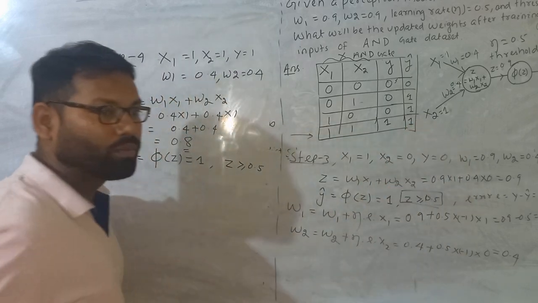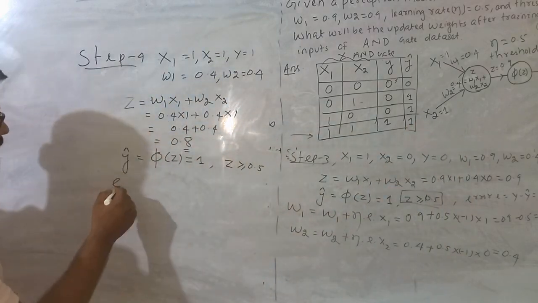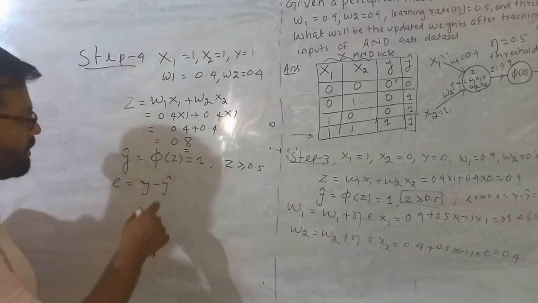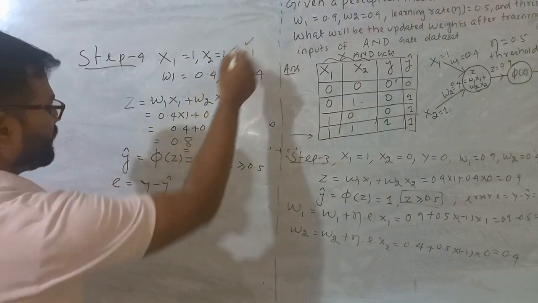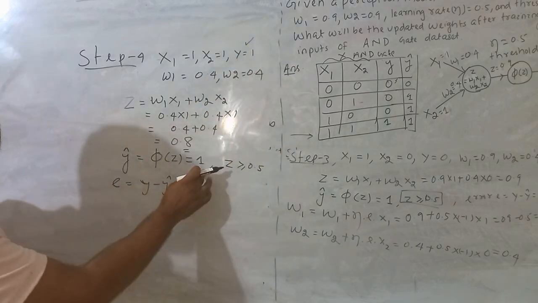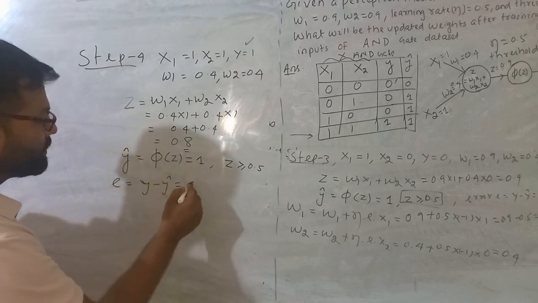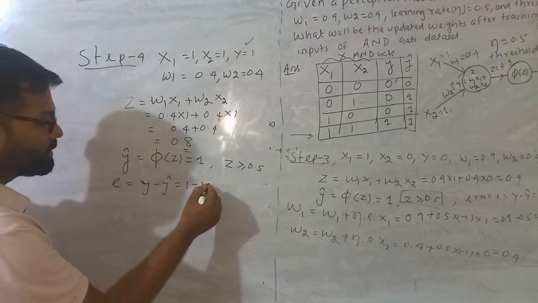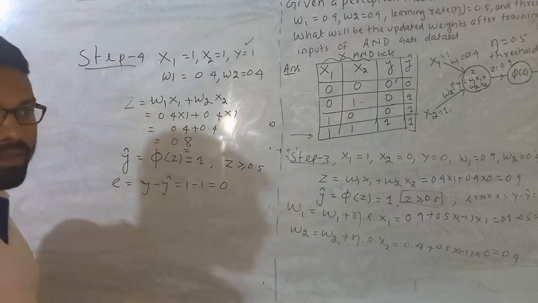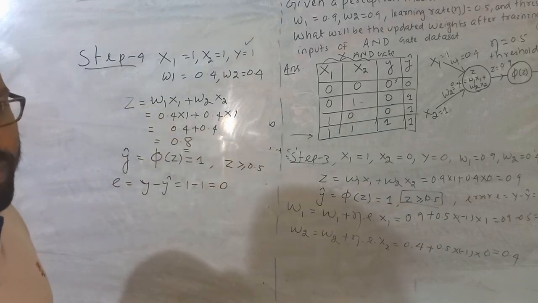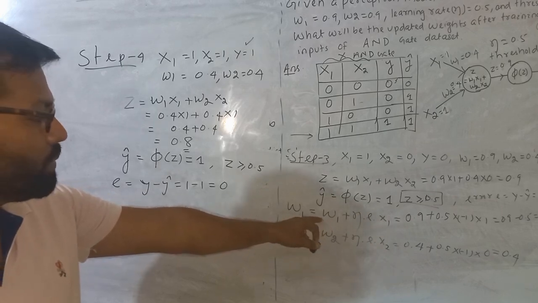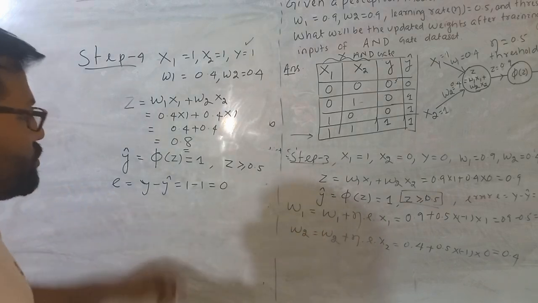So now we have to find the error. What is the error? Error is equal to y minus y cap. The real output is 1 and the predicted output is also 1. Both are the same, so 1 minus 1 is 0. No error, as I already told you. If there is no error, then there is no need to update these weights. So it is going to stop here.